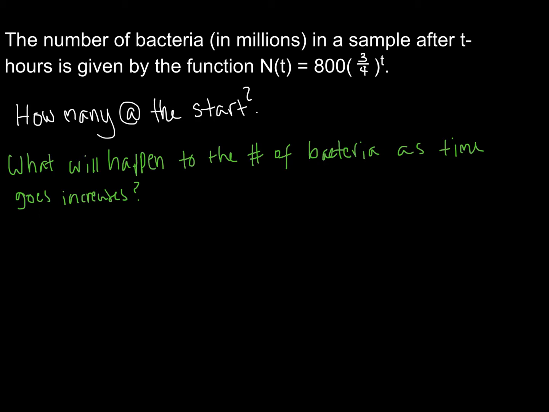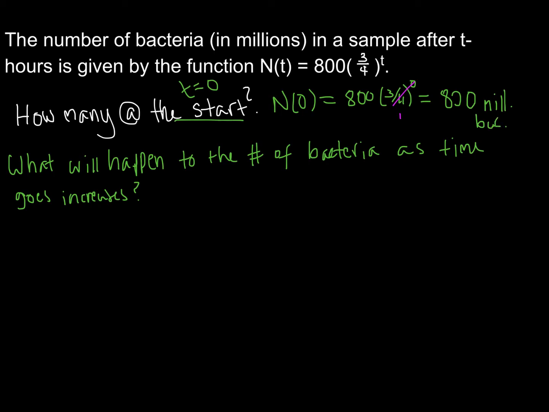So first, how many at the start? Well, the start is when the t value that we're inputting is equal to 0. So this would be n of 0, and 800 times 3/4 to the 0. Well, 3/4 to the 0, that's 1. So n of 0, the value at the beginning, is simply going to be 800 million bacteria.